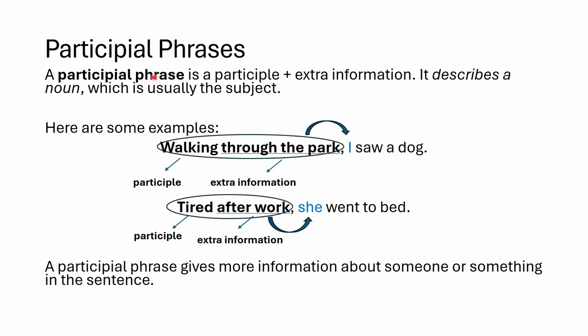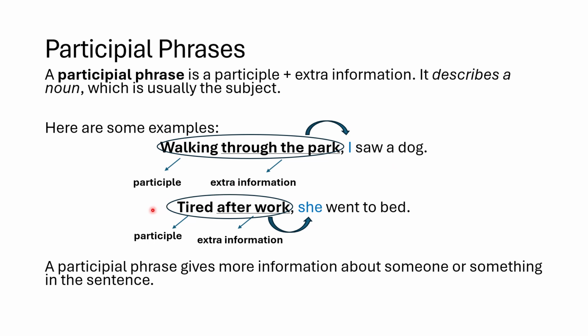A participial phrase is a participle plus extra information. It describes a noun, which is usually the subject. Here are some examples. Walking through the park, I saw a dog. Walking is the present participle. Through the park is extra information. In this sentence, walking through the park is the participial phrase. This phrase describes what I was doing. It matches the subject I, not the dog.